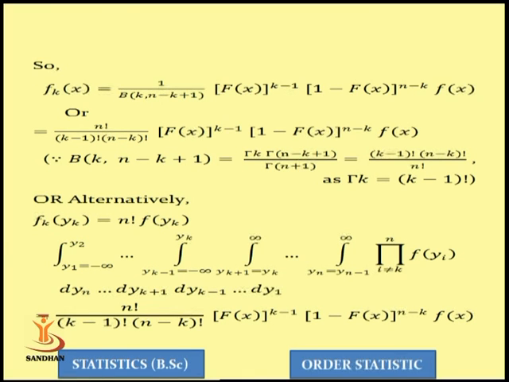So the expression we have written here, we are going to get a similar expression as we would have with the incomplete beta form. Finally this integration will give you the density n factorial upon k minus 1 factorial, n minus k factorial, F of x power k minus 1, because k minus 1 are going to be smaller than x and the remaining are going to be greater than the kth order statistic. So 1 minus F of x power n minus k, into the small f of x. So this is the form of the probability density function of the kth order statistic.